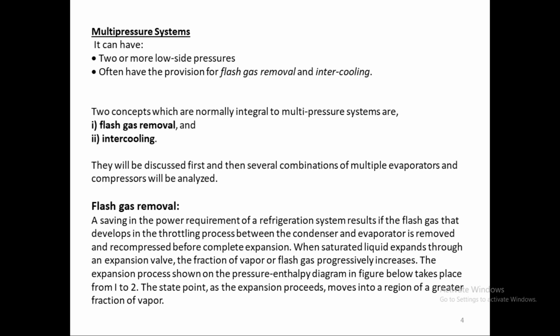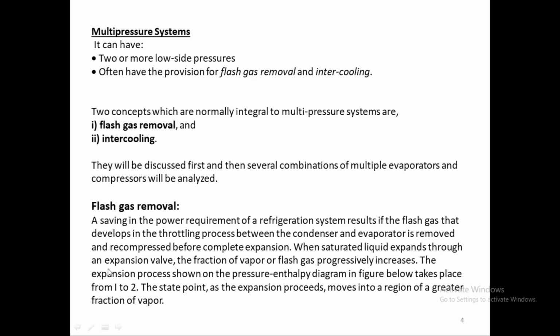So we don't want this gas to go directly to the evaporator and then go to the compressor and then compress it back again from a very low pressure to very high pressure. Instead, we want to remove the flash gas in between, send it to a middle compressor, and then compress it back to the condenser.